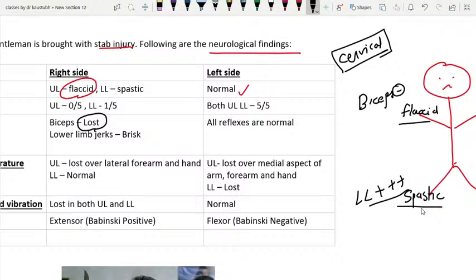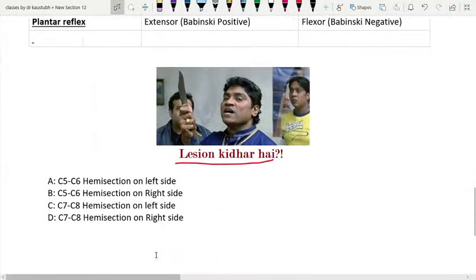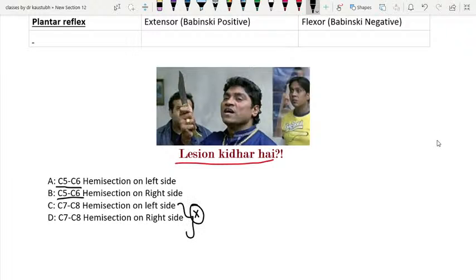Now tell me, biceps is lost, which is very typical. What was the root value of biceps? C5 C6. So I can think that probably this is a lesion which is involving C5 C6. Let's come to the option and think it is either C5 C6 or C5 C7, C5 C6. C7 C8 is not going to be the option, so option C and D are wrong for me.